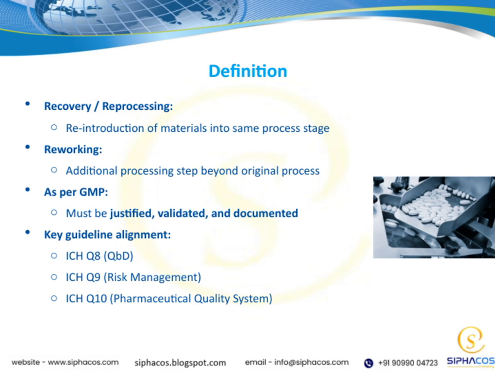Now, it's important to emphasize that, according to good manufacturing practice, or GMP, any recovery or reworking activities must be properly justified, validated, and thoroughly documented. This ensures that these processes are controlled and consistent, maintaining product quality and patient safety. Connecting this to broader quality frameworks, these activities align with key guidelines like ICH-Q8, which focuses on quality by design, ICH-Q9 on risk management, and ICH-Q10 regarding the pharmaceutical quality system. All these guidelines reinforce that any reprocessing or reworking must be scientifically justified and systematically managed to ensure continuous quality.